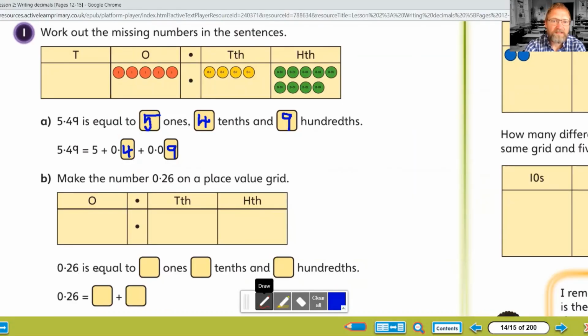So 0.26 is equal to 0 ones. Okay, so that's no ones, 2 tenths, and 6 hundredths. So that's, let's put that in, 0.2 tenths, 0.06 hundredths. Sorry about the handwriting there.